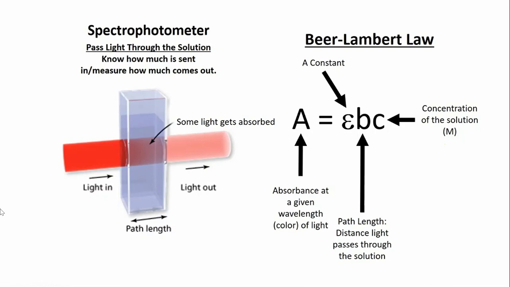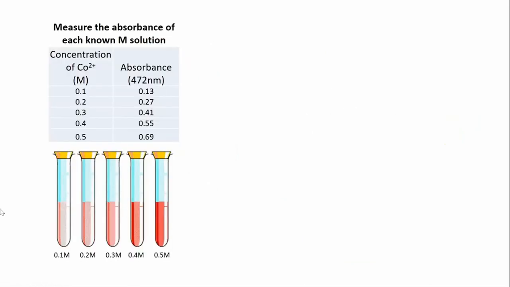Thankfully, we don't need to work with the Beer-Lambert law in this form. We usually look at it in a slightly different way. The way that chemists work with Beer-Lambert law is we go back to those 5 solutions that I know the concentration of. Here you can see I've got my 0.1 to 0.5 molarity solutions. I'm going to put those into my spectrometer, and I'm actually going to measure the absorbance.